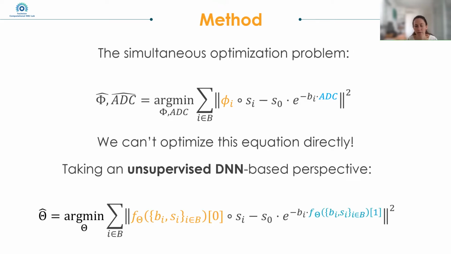From an unsupervised deep neural network-based perspective, the optimization problem seeks to find the deep neural network weight, theta, that minimize the following, where the orange element is the first output of the network and represents the set of transformations phi, and the blue element is the second output of the network and represents the predicted ADC.